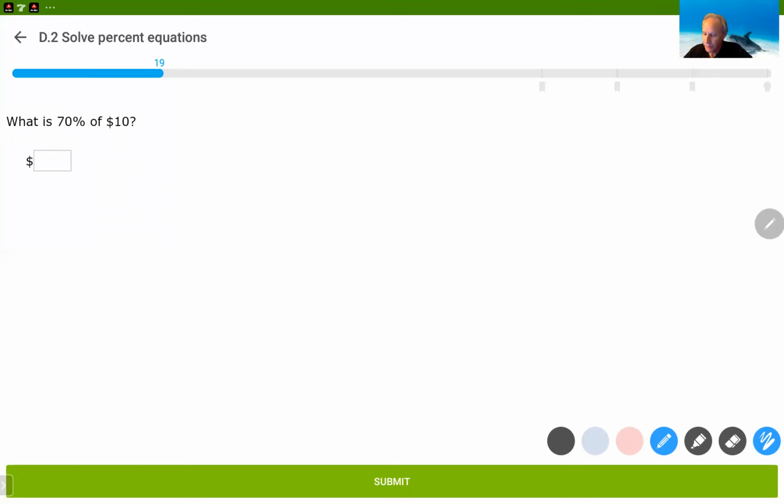What is 70% of $10? Of indicates multiplication. That's what it means. So we're taking $10 and we're multiplying it by 70%, or 70 cents if you like. And that moves the decimal one place, and that is 7. And it's $7 actually. If you like, I multiplied by 10 and moved the decimal one place.